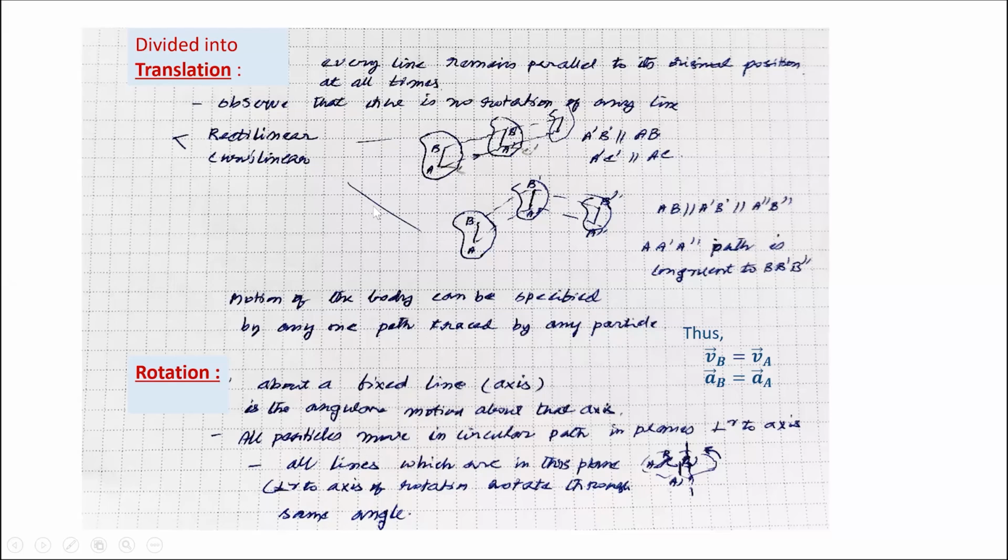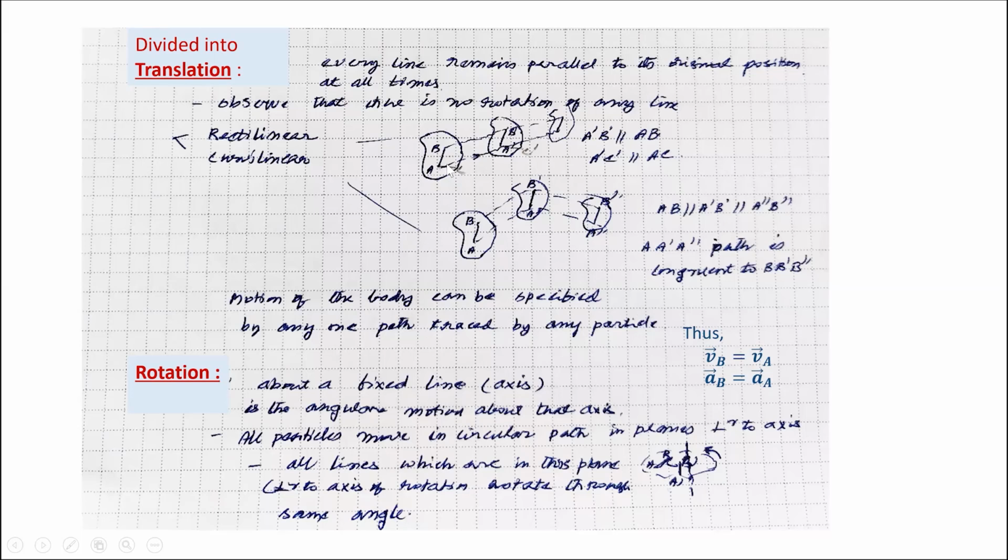For example, in this top portion here, the translation analysis is very simple. Either it can be like this one, rectilinear translation, wherein the orientation all remains the same, A, B, A prime, B prime, A double prime, B double prime. On the other hand, you can even take any other line, AC here, and A prime, C prime. So they also remain parallel to themselves and keep moving. Okay. So that means that if you know the path of one particle, all other paths are congruent to that.